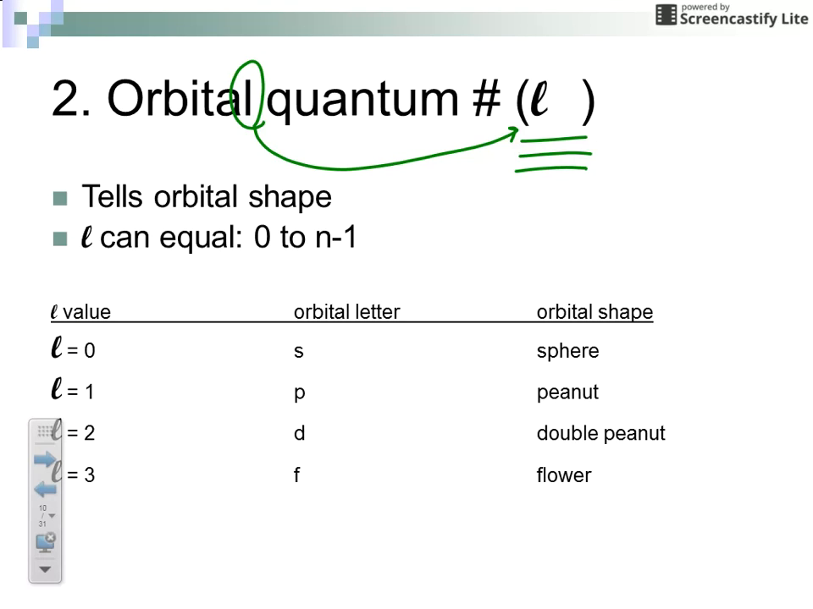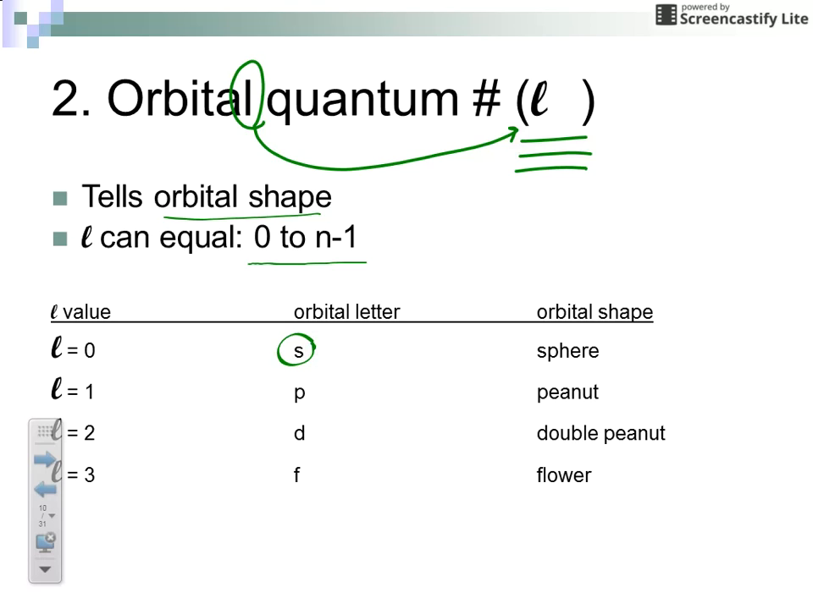L is your orbital quantum number, and it tells you the orbital shape. When I showed you the orbital shapes a few minutes ago, S, P, D, and F, that's what L is describing, the shape of the orbital. So the value of L indicates a specific shape. L can have values from 0 going all the way up to n minus 1. So L does depend on what n, the principal quantum number, is equal to. If L equals 0, that means you're describing an s orbital.